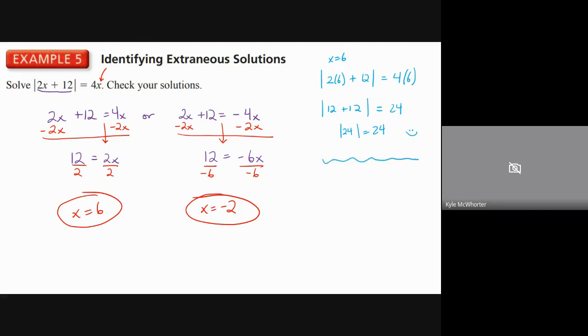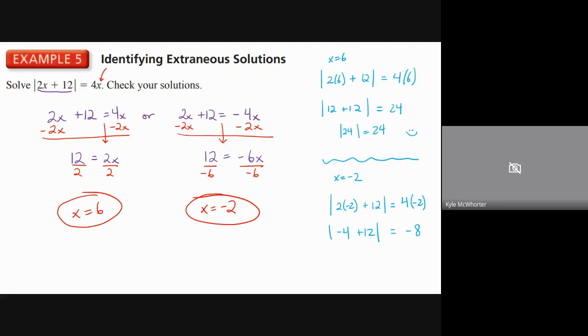Now let's check x equals negative 2. So absolute value of 2 times negative 2 plus 12 equals 4 times negative 2. So 2 times negative 2 is negative 4. So we're doing negative 4 plus 12 inside the absolute value. And then 4 times negative 2 is negative 8.